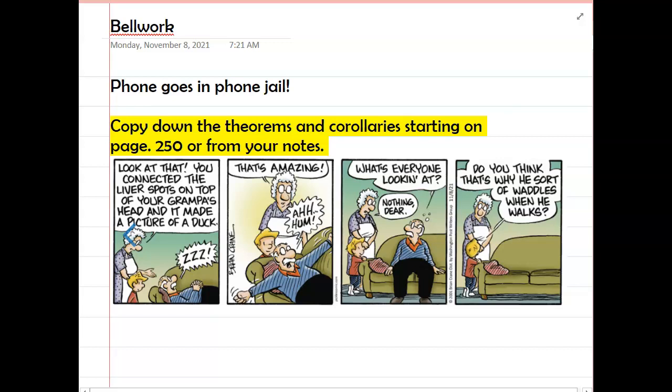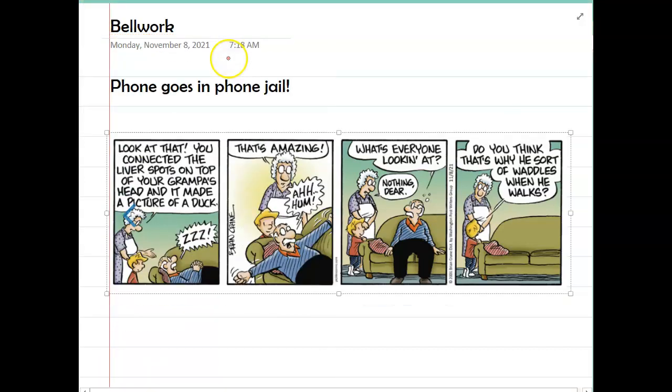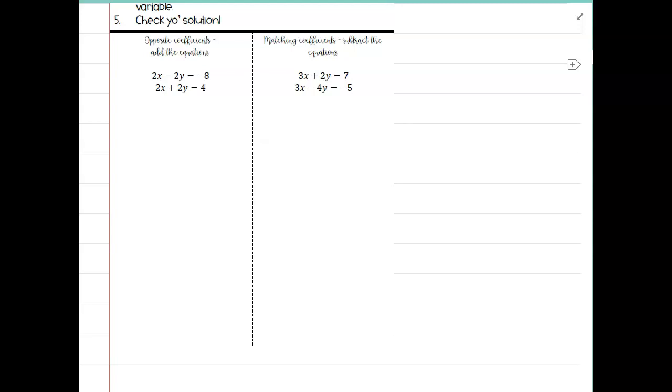Okay, I've got good news for you guys today. The method that we're going to learn to solve systems of equations today is the easiest of all the methods. So that's really, really good news. We're going to spend all week on this. We're going to take it pretty slow.